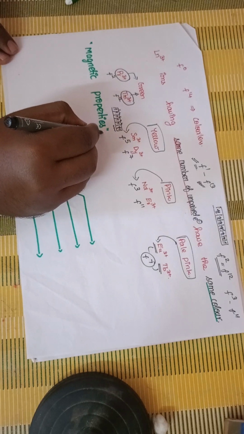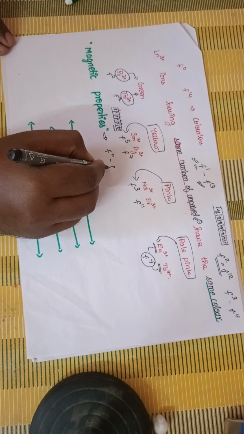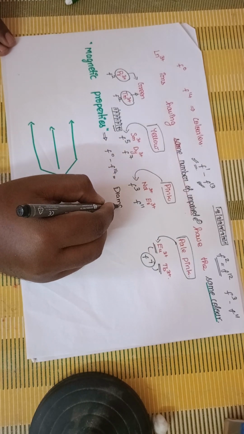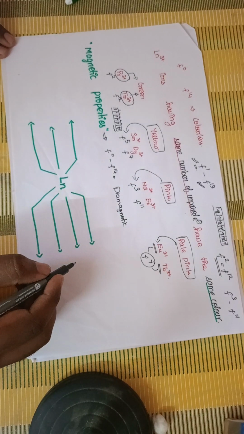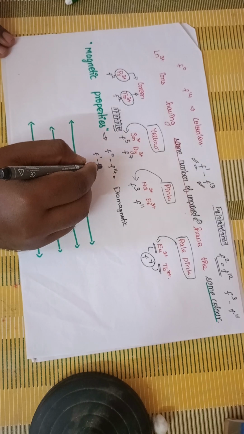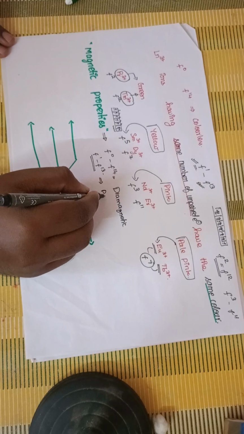Again, magnetic properties. Most of the f-block elements are magnetic. In f0 and f14 it will be diamagnetic. Other configurations are magnetic because in all the other configurations, f1 to f13, we have unpaired electrons, so they are paramagnetic.